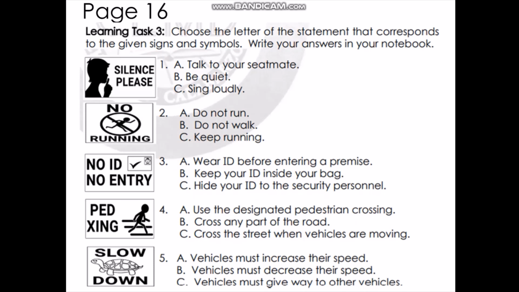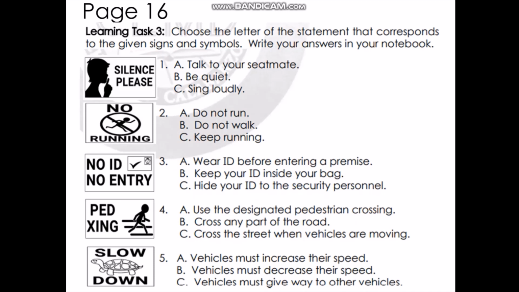So the first one, look at that. And what is the meaning of that? A, talk to your seatmate. B, be quiet. C, sing loudly. A, B, or C. Number 2, look at the picture. What does it show us? A, do not run. B, do not walk. C, keep running.